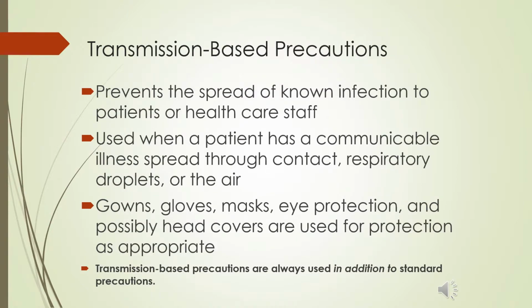Remember when we were looking at the chain of infection and I said, this is the transmission one? Well, this is the piece where we can break the chain of infection. Transmission-based precautions are used when a patient has a communicable illness that's spread through contact, respiratory droplets, or anything in the air. Let me just get into each slide individually. It'll probably be easier to talk about it that way. We wear gowns, gloves, mask, eye protection, and sometimes head covering. We use whatever is appropriate for the situation we're about to walk into.